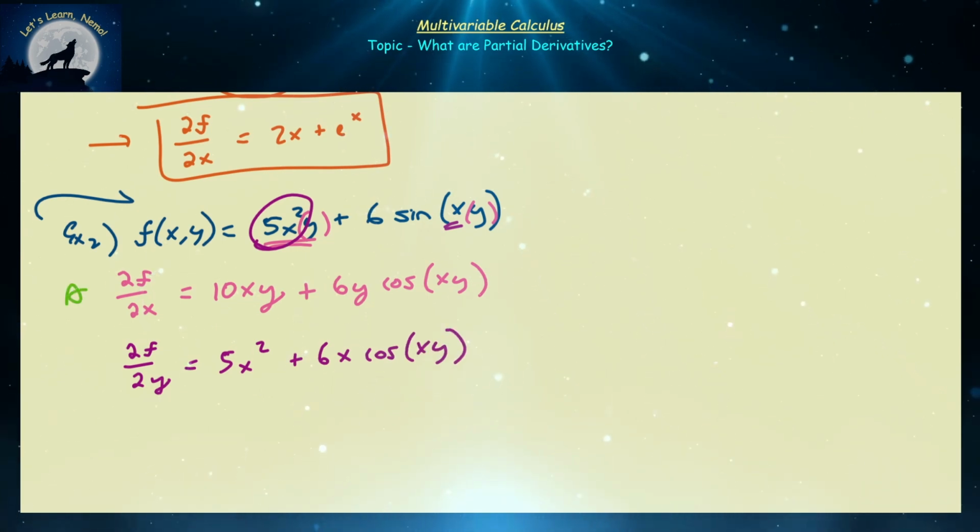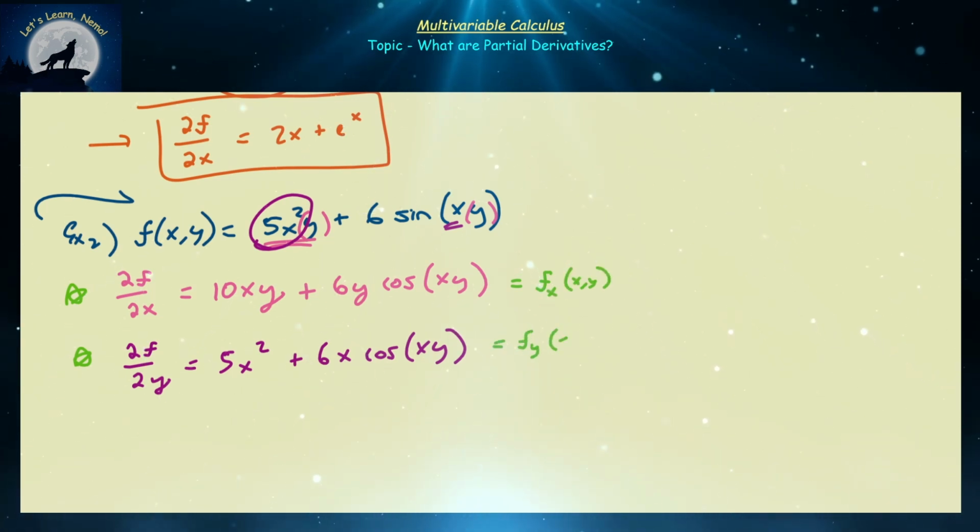And that gives you the partial derivative of f with respect to x, and the partial derivative of f with respect to y. Some people will introduce another notation. Some people write this as f sub x and f sub y of xy. And that's how we can do partial derivatives.